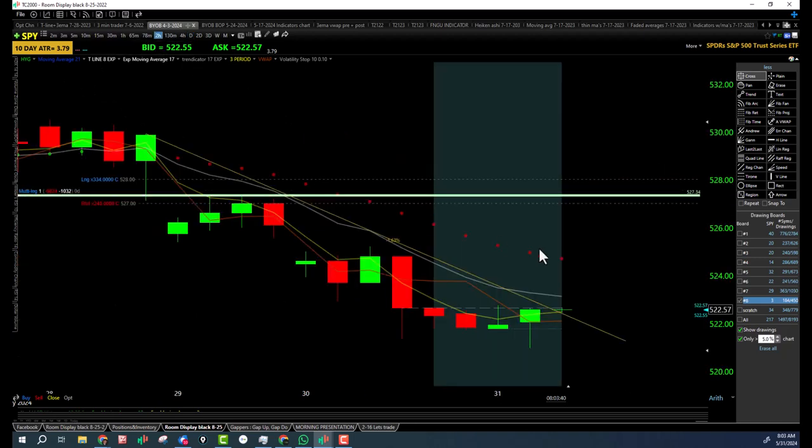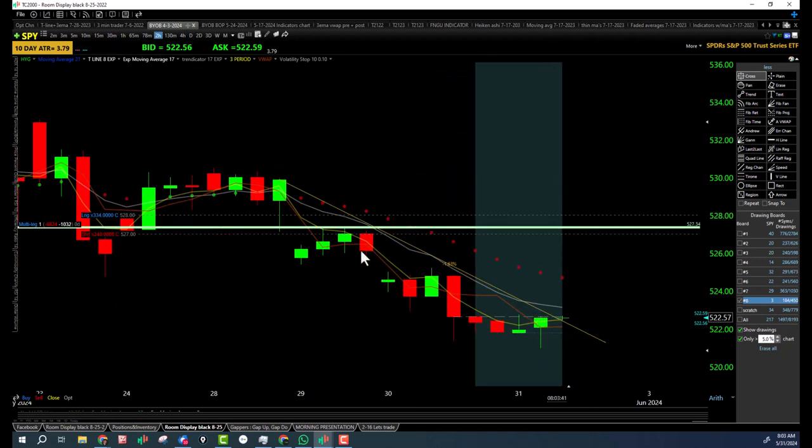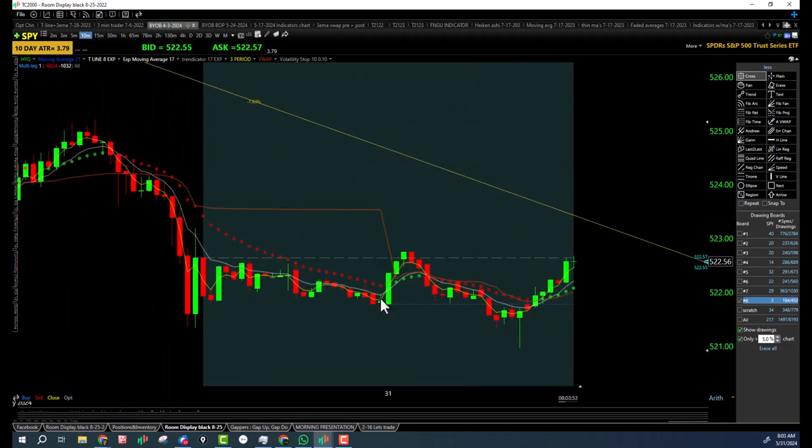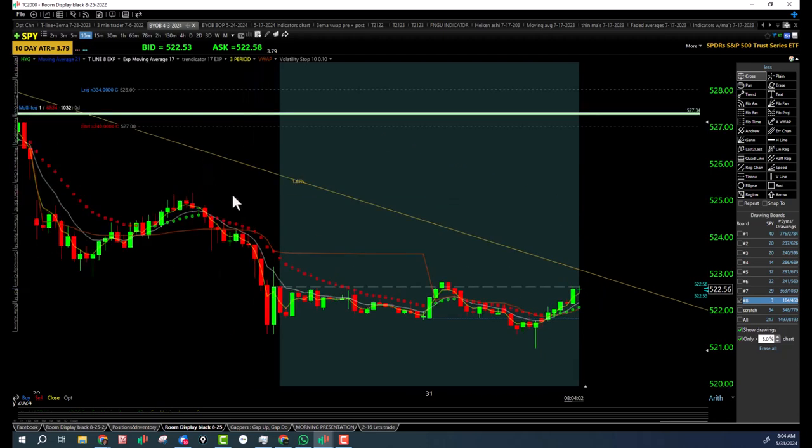On the 2-hour trend, you can see the yellow line is beneath the white line. We have a 2-hour downtrend that we left off with yesterday. And on the 10-minute chart, we left off with a 10-minute downtrend. So a 2-hour downtrend, a 10-minute downtrend, and a daily downtrend.